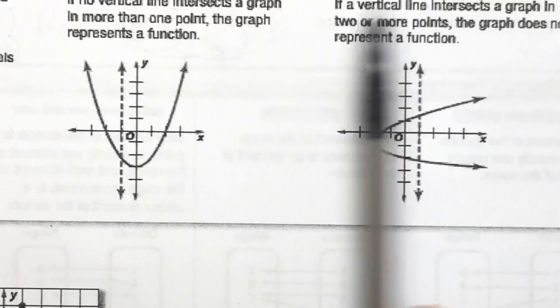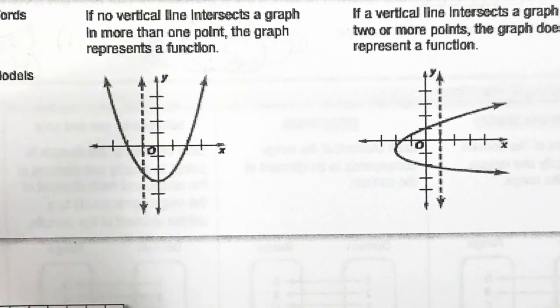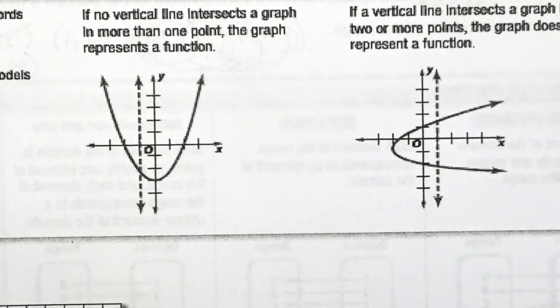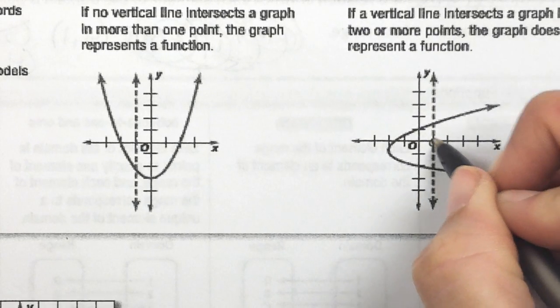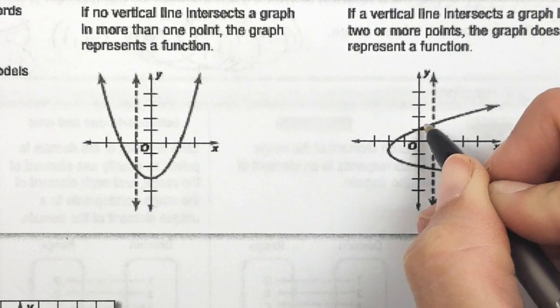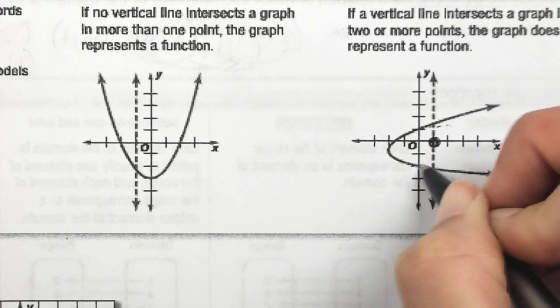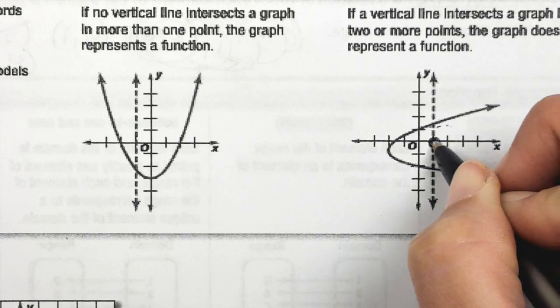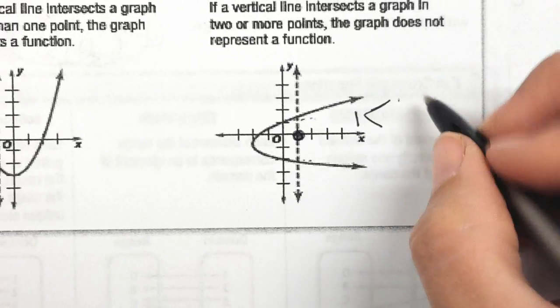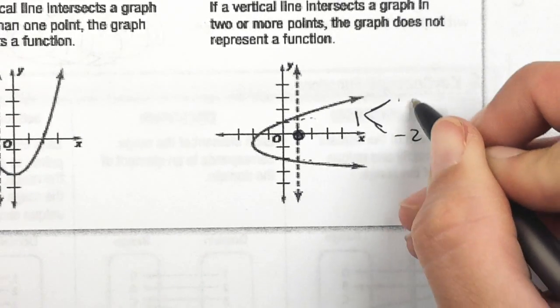So this one passes the vertical line test. This one does not. And like was said, this x value is 1, right here. Notice how it has two different y values. This one has a y value of maybe 1. This one has a y value of -2. So if you have one x value going to two different y values, just like up here, it's not a function. Does that make sense? -2 and 1.